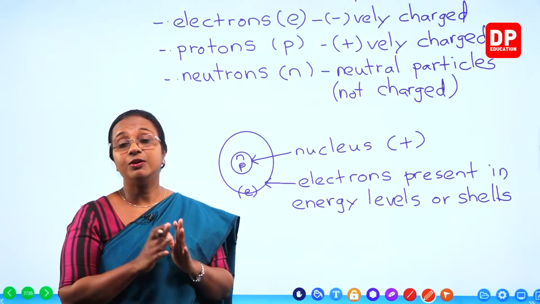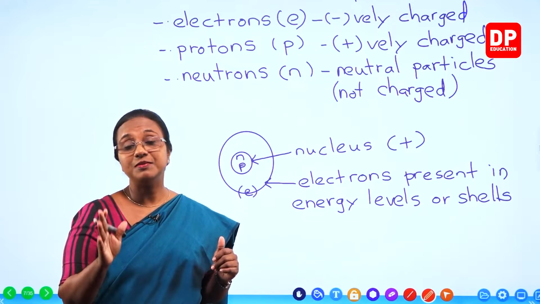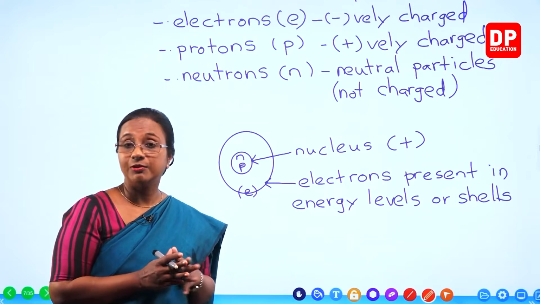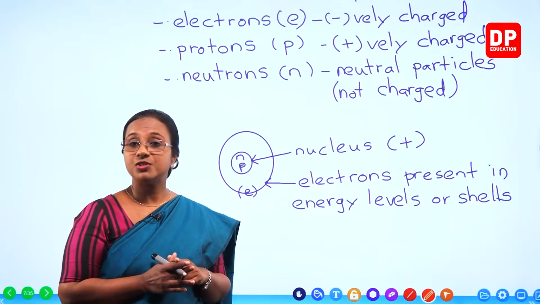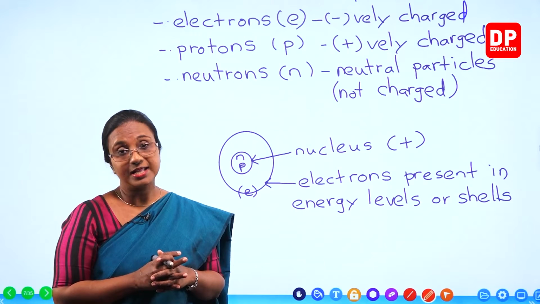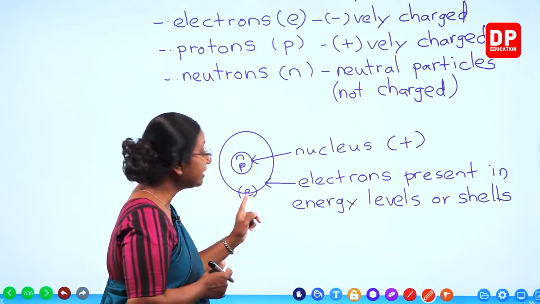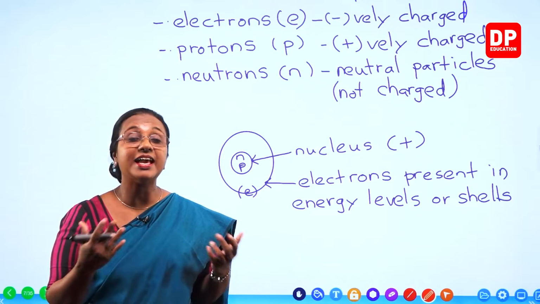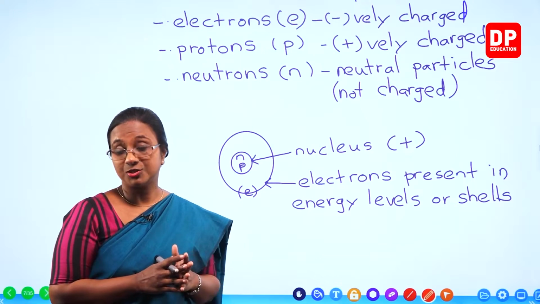Although protons and electrons are present in equal number, when we define atomic number, we say number of protons because they do not change for a particular atom. Whereas electrons that are present in energy levels or shells can easily move from one atom to the other atom. So that is why ions are formed. Because of that, the electrons are known as free electrons or mobile electrons. They can move. They can be lost or gained. That is the basic structure of atom.